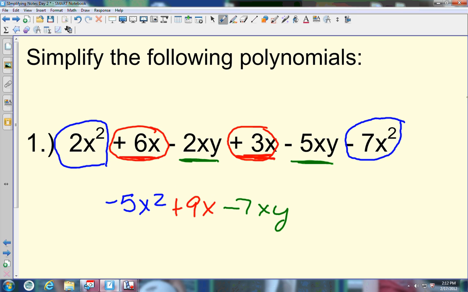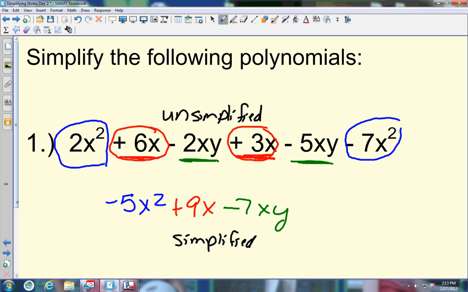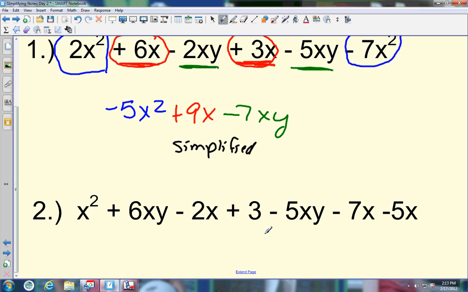This is our answer. This is the unsimplified, well, I guess I didn't spell that right, did I? There we go. Unsimplified. And this one is the simplified version. Oh, I guess I missed number 2. Let's go down here. There it is.